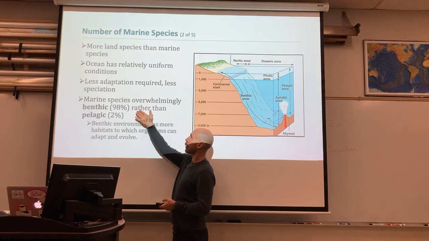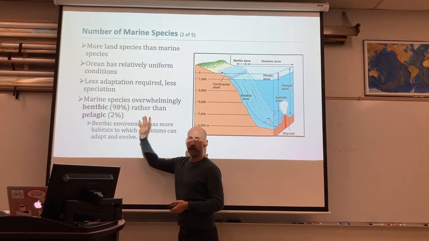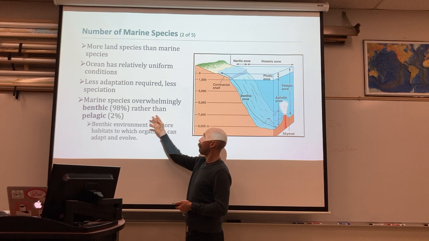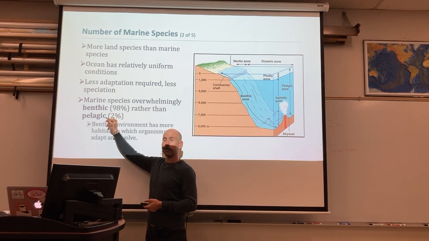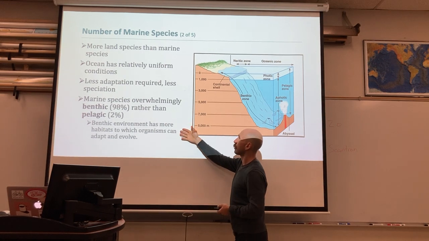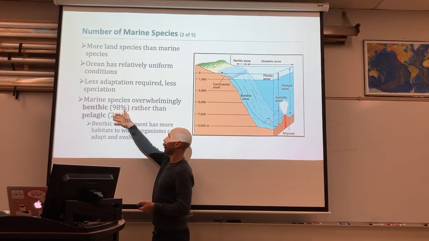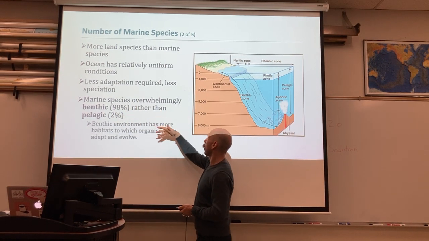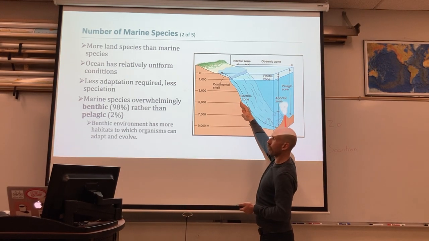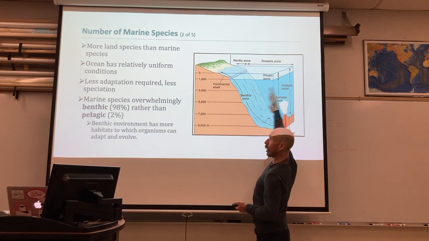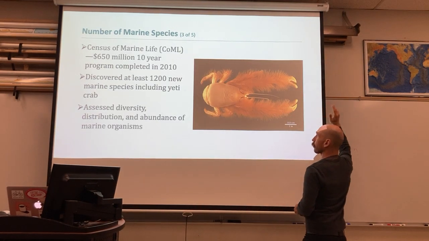So when we get into the ocean environment, most marine species are bottom dwellers. 98% are benthic and 2% are pelagic. This is going to be the other area, which we'll discuss more later. The other area of the ocean. So you could think about benthic zone being the bottom and then pelagic being everything else.